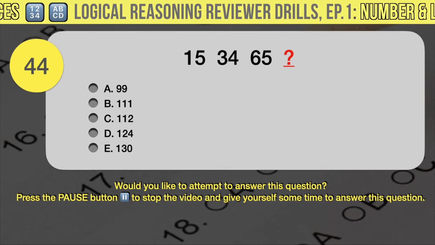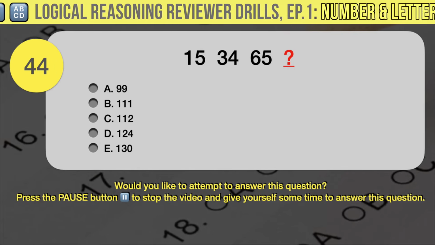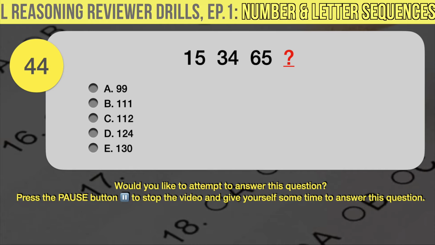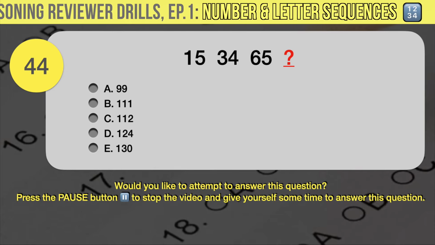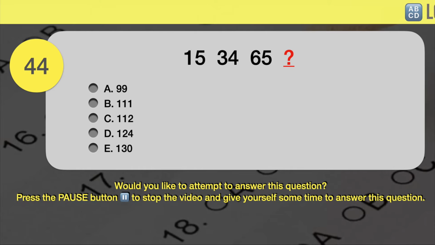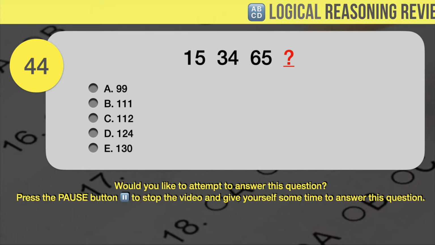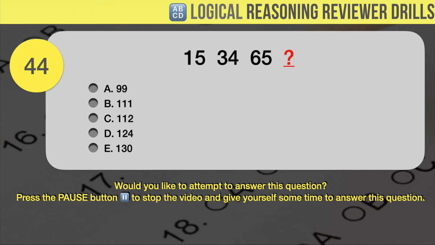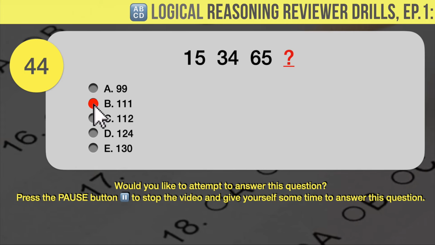Drill question number 44. Which number comes next in the following sequence? 15, 34, 65. Your answer choices are A. 99, B. 111, C. 112, D. 124, E. 130. The correct answer is B.